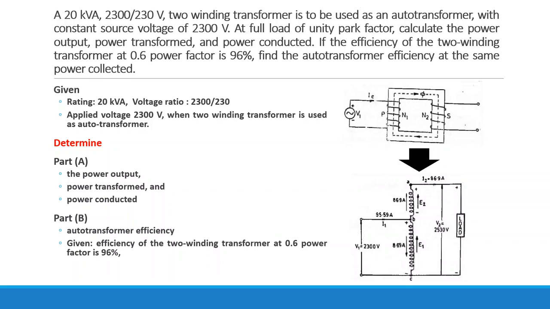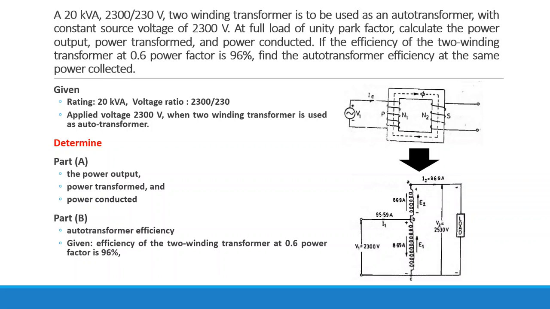In another part, if the efficiency of the two winding transformer at 0.6 power factor is 96%, find the auto transformer efficiency at the same power factor. Basically we have to determine the efficiency of the converted transformer, that is the auto transformer, when the two winding transformer had an efficiency of 96% at a 0.6 power factor load. One by one we are going to see it. Hope the question is quite clear to you. How we can solve that, we are going to think.